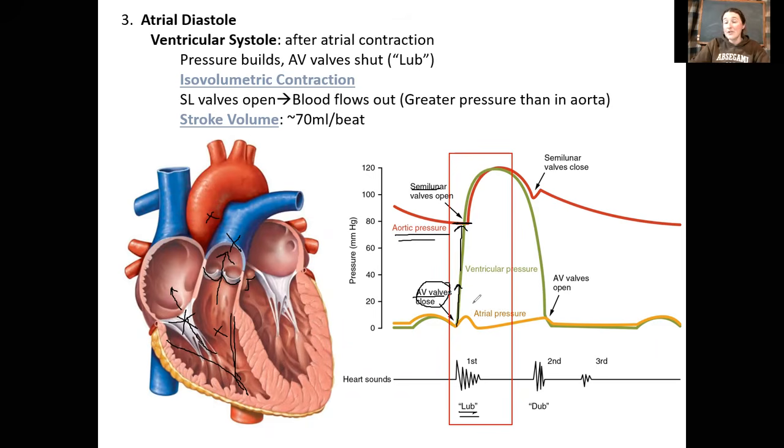Okay, and the ventricle just keeps on going. So we can see that the pressure is still going to increase for a brief moment before it decreases again. With every single beat, the heart is going to eject a stroke volume of 70 milliliters per beat. So this is the volume of blood ejected from the heart with a single ventricular systole or contraction.